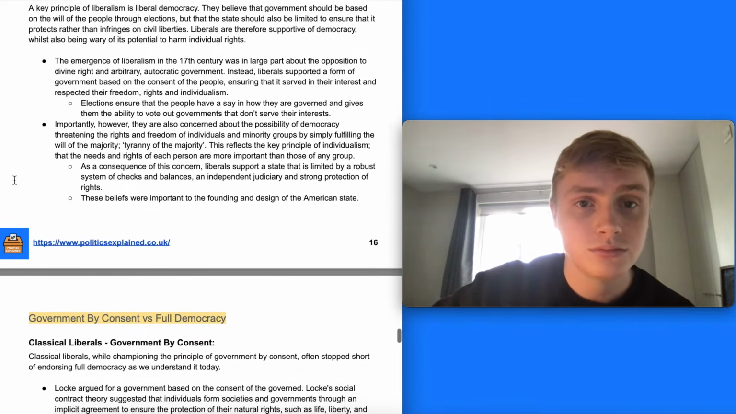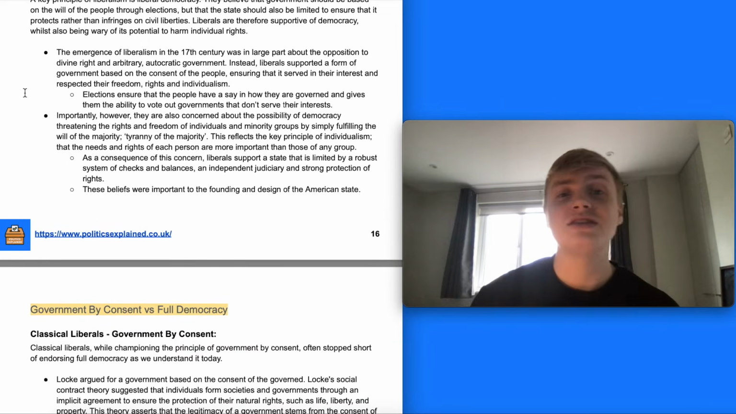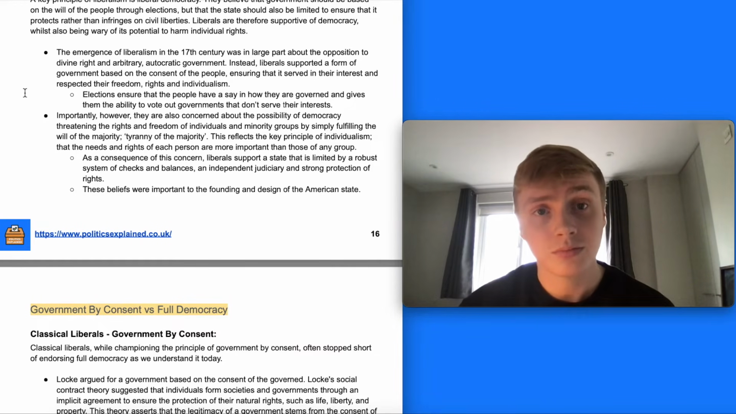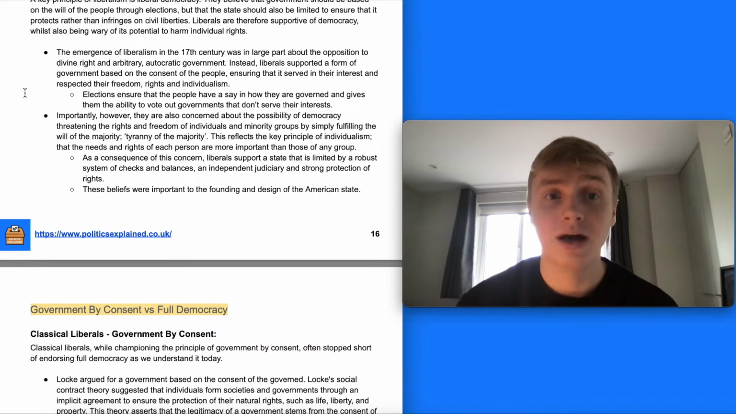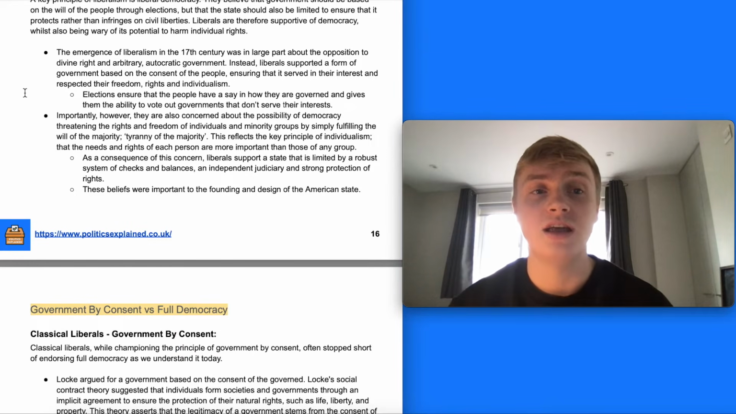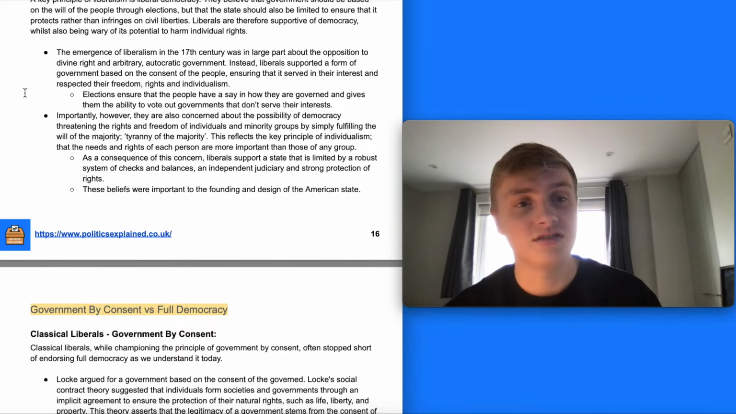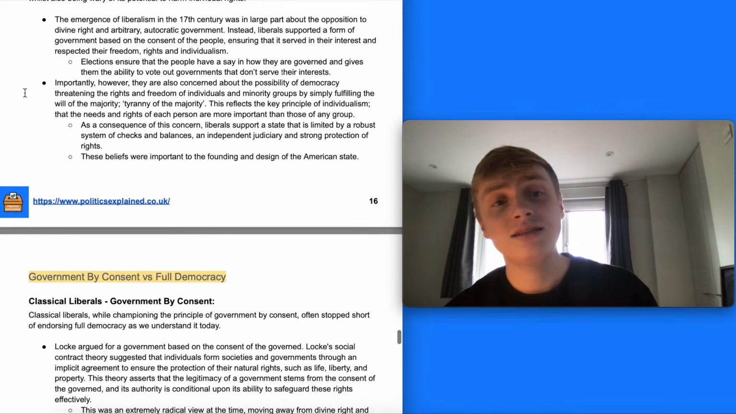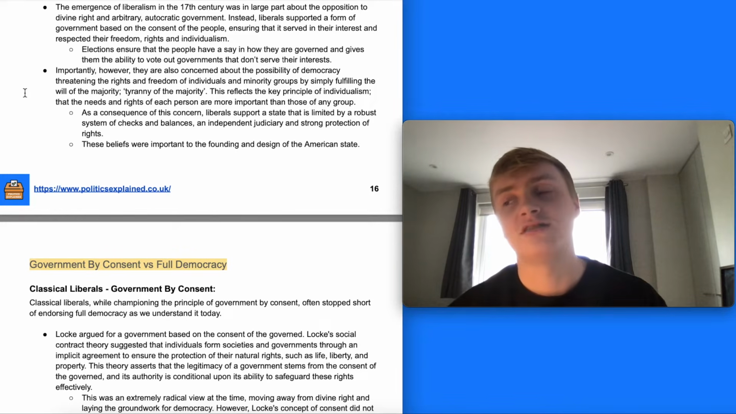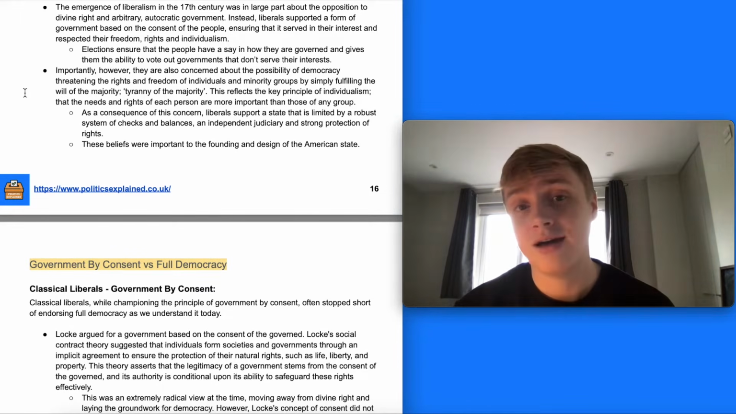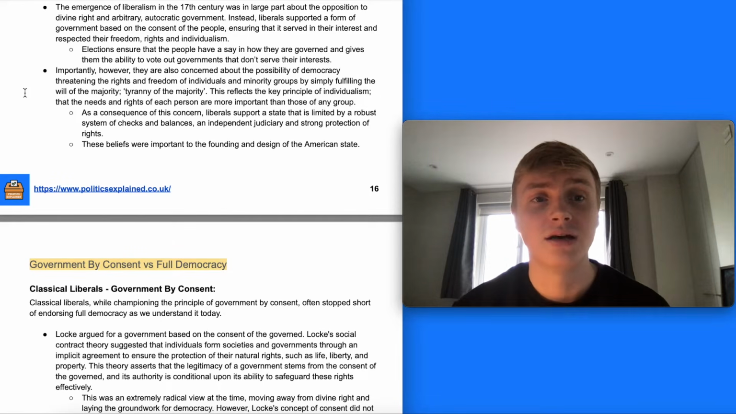So the emergence of liberalism in the 17th century was in large part about opposition to divine right and arbitrary government. And instead they support government by consent, ensuring that it serves the interests of individuals and protects their freedoms and individualism. And I think maybe Locke doesn't articulate this yet in his government by consent, but elections ensure that people can have a say and promote this kind of government consent, giving them the ability to vote out governments that don't serve their interests.